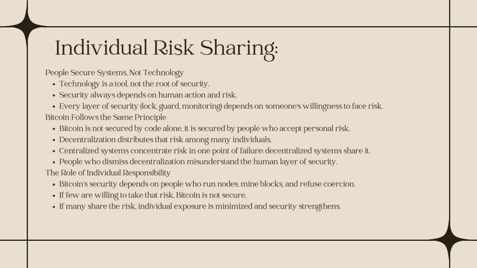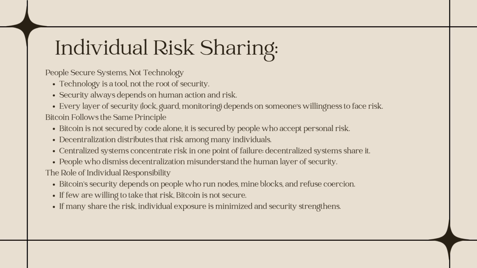Another important point on this is that decentralization distributes that risk. So if individuals using Bitcoin are greater in number, it distributes that risk among all the users running Bitcoin. This is different to centralized systems. Centralized systems concentrate risk in one point of failure, and decentralized systems share it.